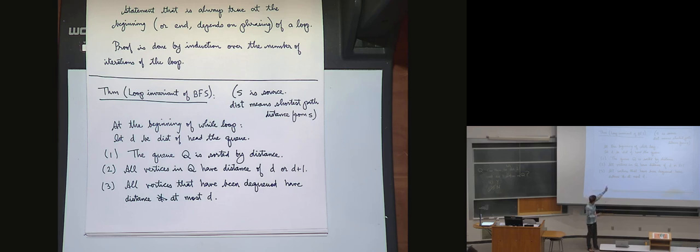I could say all vertices that have been visited have distance at most D plus 1, and that would be true. But this is more information, because we're talking about the things that have been removed from the queue. We already know what's in the queue. So there are basically three kinds of vertices: vertices that have been removed from the queue, vertices that are in the queue, and vertices that have not entered the queue.